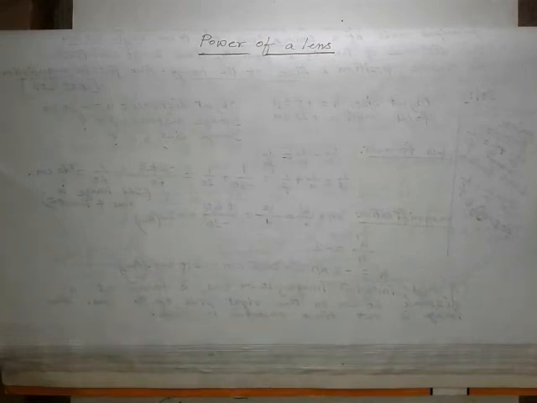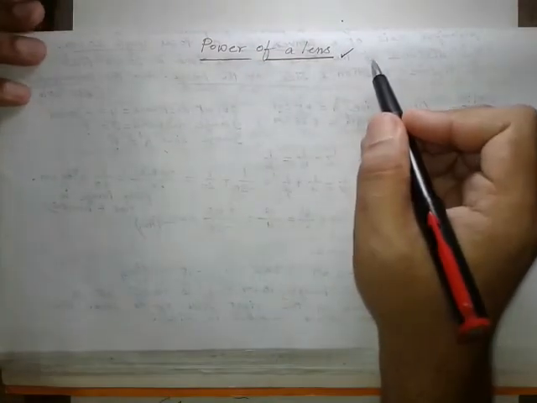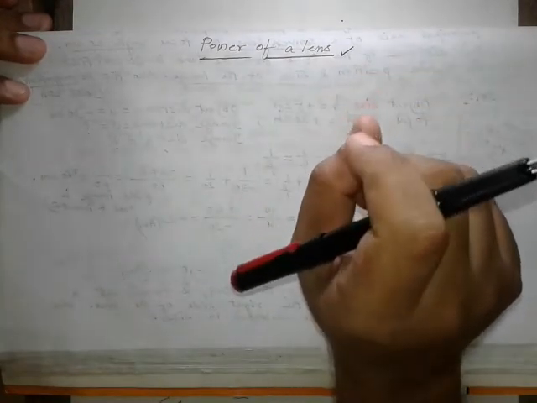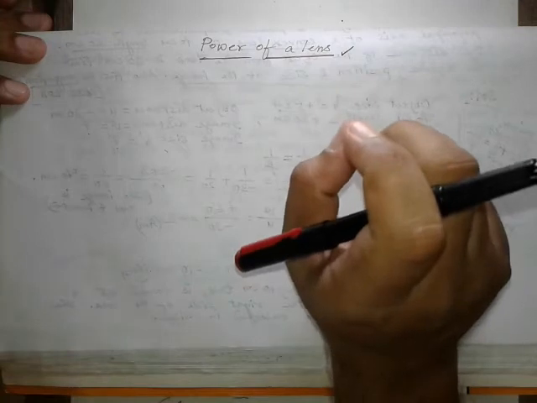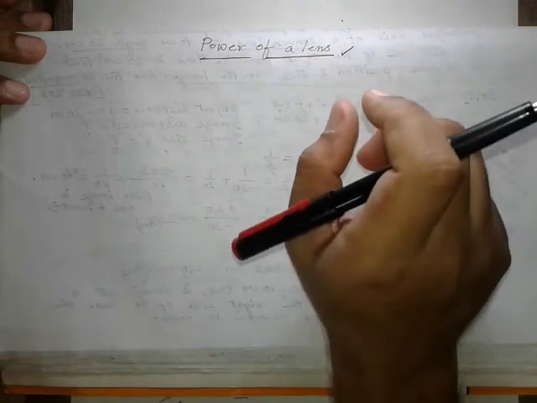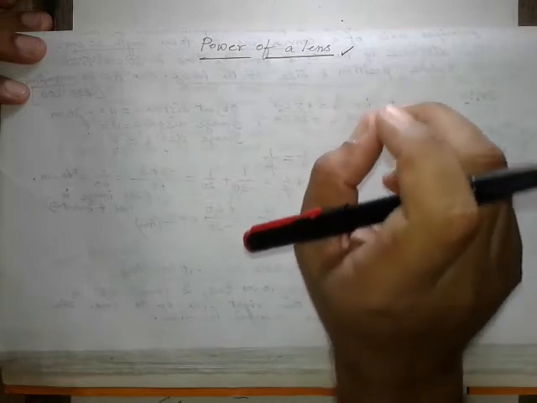Today we are going to start a new topic that is called the power of the lens. Okay, so it is written here. You can see the power of the lens. What is the meaning of the power? The power of the lens means it is a measure of its ability to converge or diverge the parallel beam of light on refraction through it.